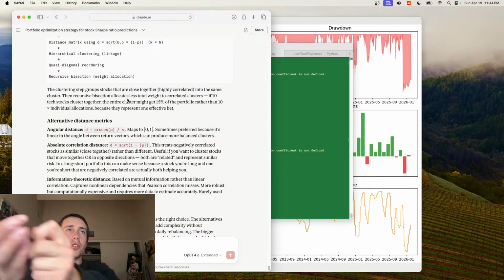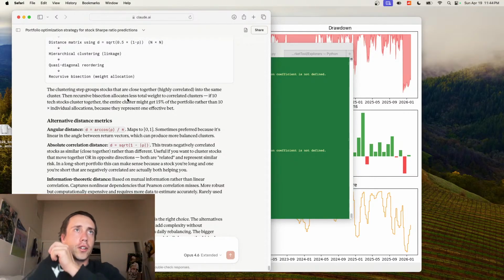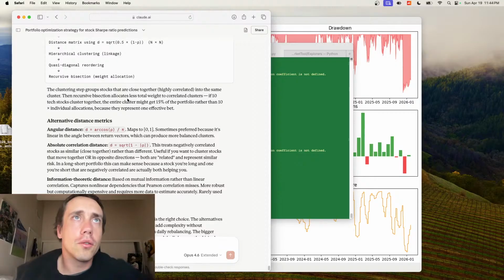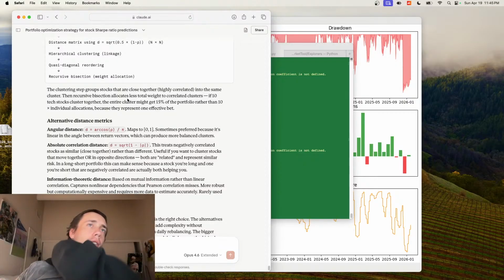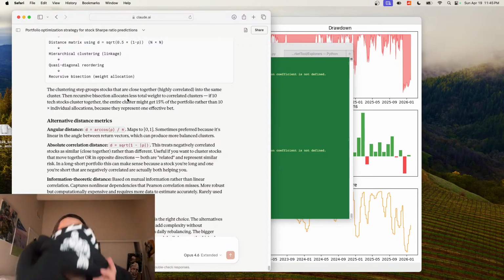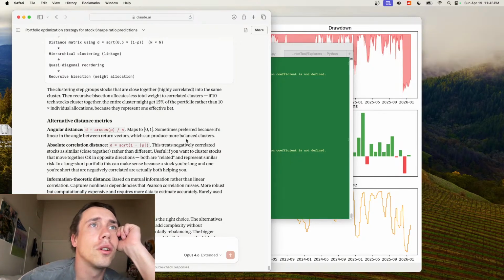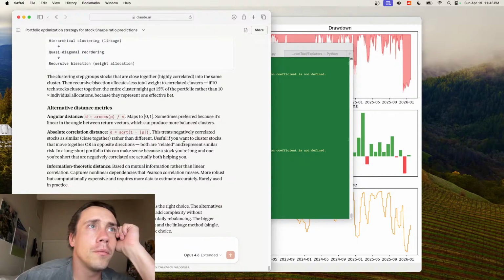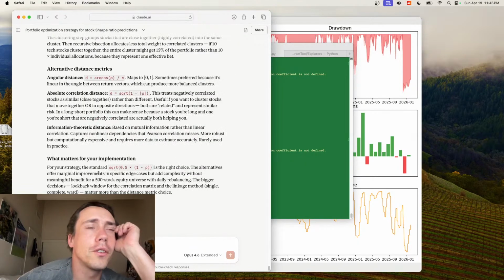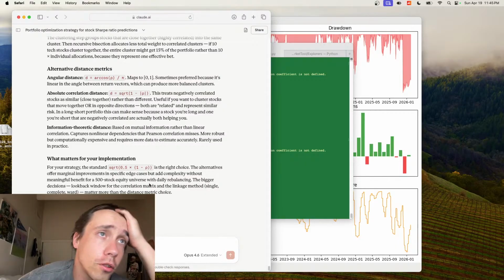Clustering step groups stocks that are close together into the same cluster. Then recursive bisection allocates less total weight to correlated clusters. If 10 tech stocks cluster together, the entire cluster might get 15% of the portfolio rather than 10 times individual allocations. For your strategy, the standard is the right choice. The alternatives offer marginal improvement in specific edge cases.